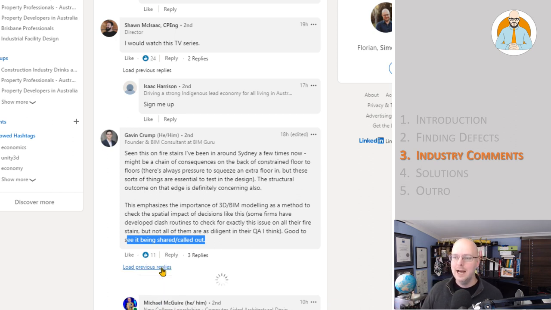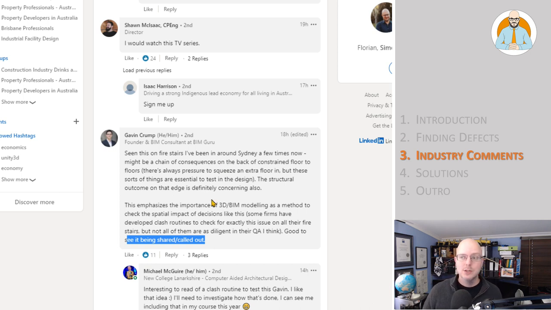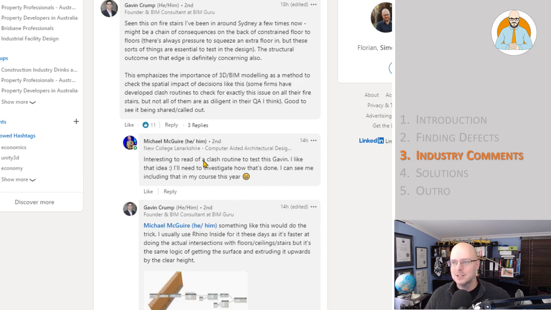The problem, we don't know how this job was coordinated. We don't know how it was managed. We don't know if the people were even paid for coordination. You've got some PMs that'll say, no, they'll coordinate it. Interesting to read of a clash routine to test this, Gavin. You don't need a clash routine.